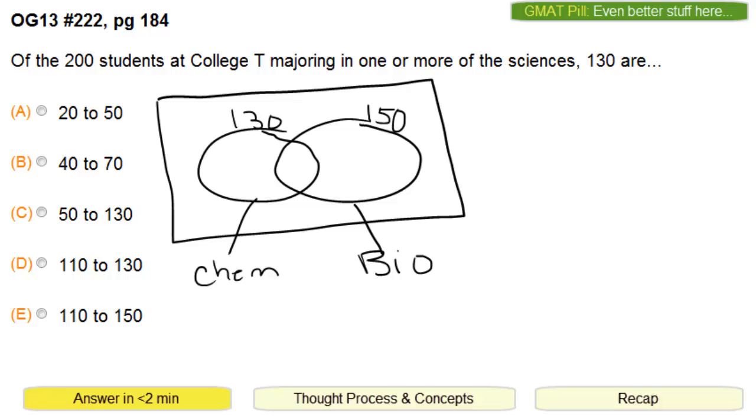Then it tells you more information. If at least 30 of them are in neither one, that means they're in the outside box. So that means this area has at least 30. Then it says the number of students majoring in both, that means this area. So how many of them are in here? That's the final question.